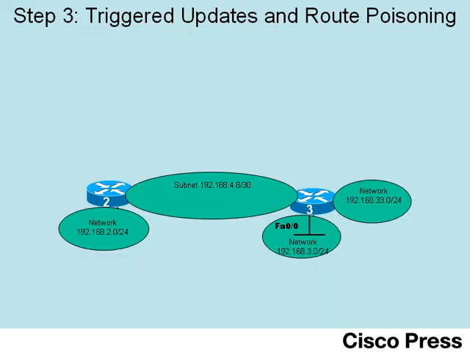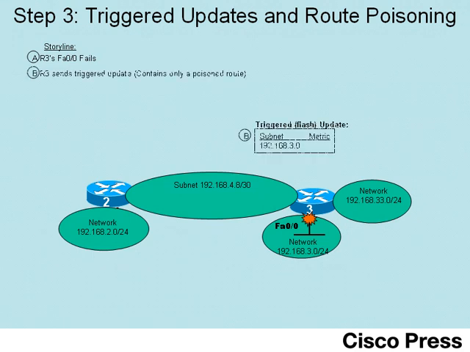Next, we'll move on to step 3 of this video. This step uses a sequence of 3 events that shows how triggered updates, route poisoning, and poison reverse work. First, at step A, you see that R3's Fa0/0 interface fails. So R3 immediately reacts, sending a triggered update. Triggered updates, by their nature, are sent in reaction to some change, typically a failure in the network.